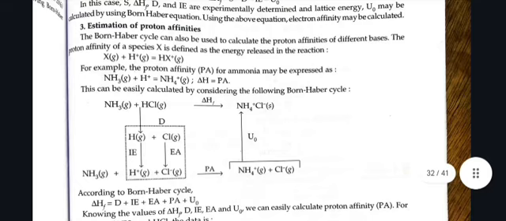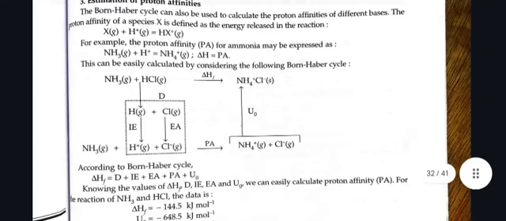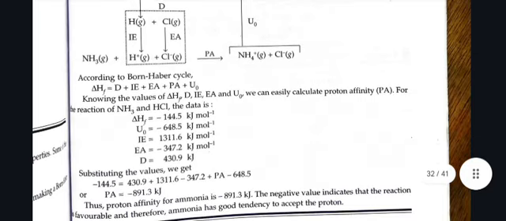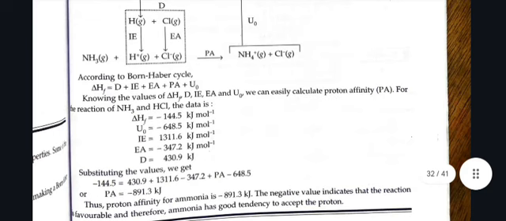NH3 in gaseous state plus H+ equals NH4+, with delta H equal to PA, which is the proton affinity. This can be easily calculated by considering the Born-Haber cycle. According to the Born-Haber cycle, delta H is equal to D plus IE plus EA plus PA plus U0. Knowing the values of delta HF, D, IE, EA and U0, we can easily calculate the proton affinity. Now we have some examples.